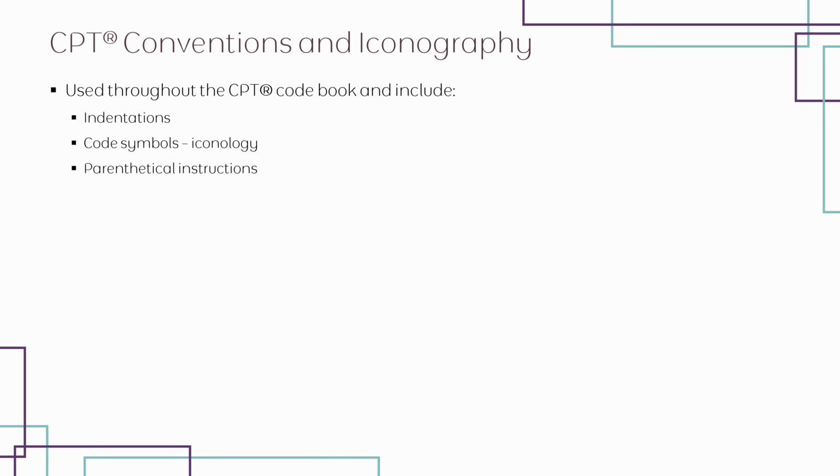In addition to indentation, the CPT codebook incorporates a variety of code symbols, sometimes referred to as an iconology. These symbols quickly alert you to important details such as new codes, revised codes, or codes that are exempt from certain modifiers.